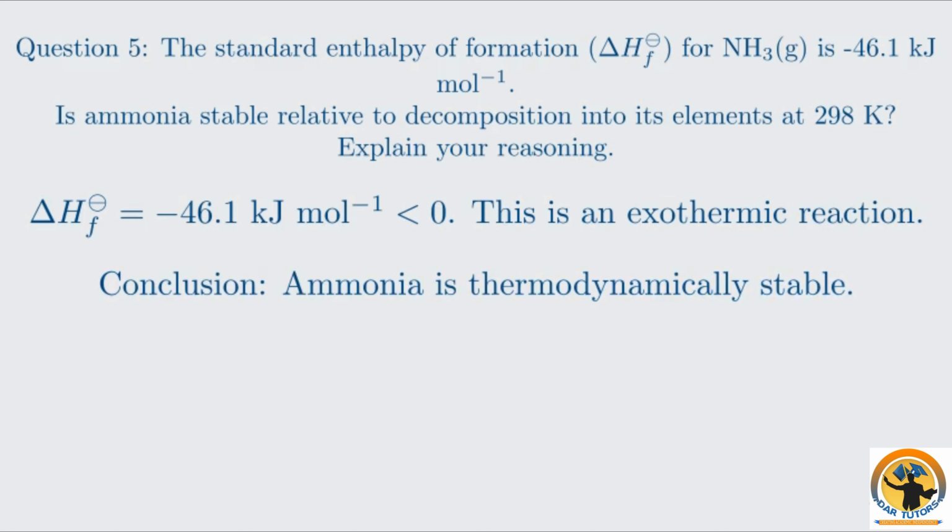An important distinction to make here is between thermodynamic stability and kinetic stability. While ammonia is thermodynamically stable because of its favorable enthalpy of formation, it is kinetically stable at room temperature. This is due to a high activation energy barrier that prevents the rapid decomposition into its elements.